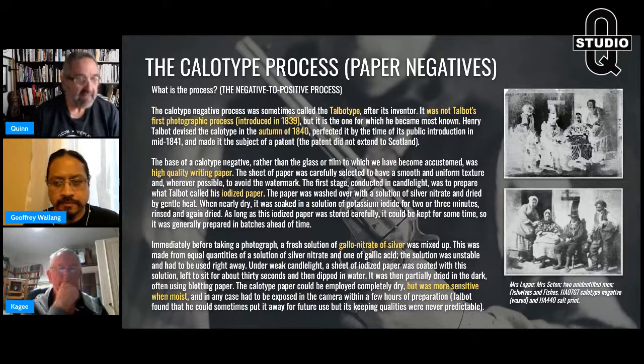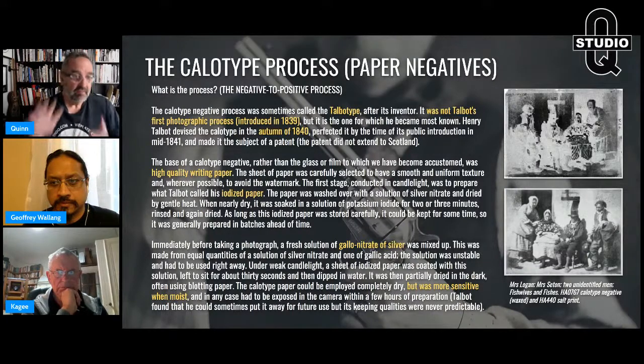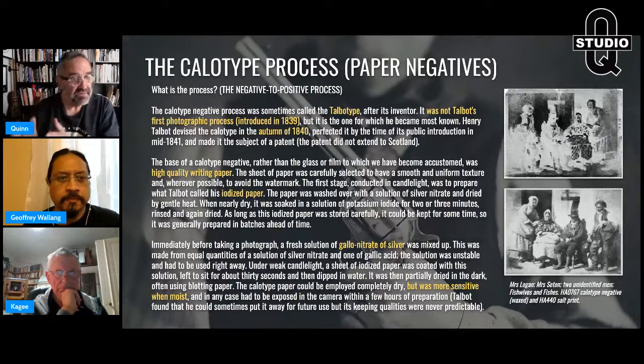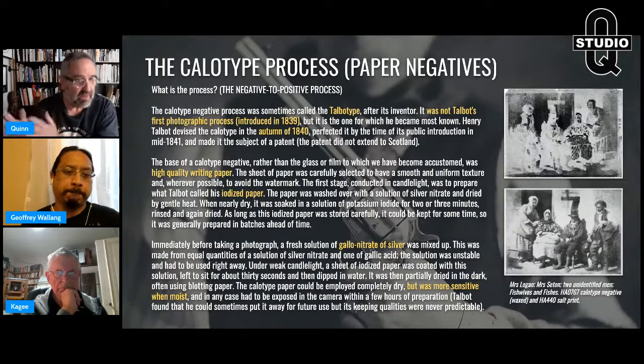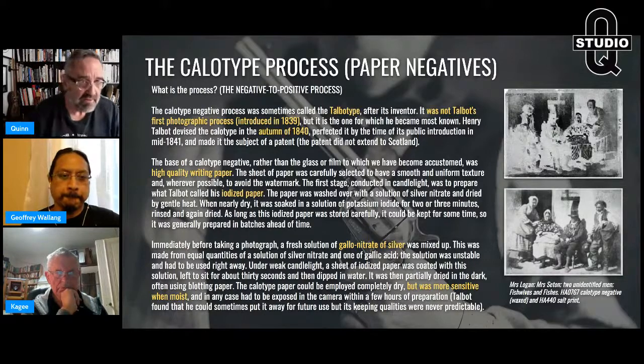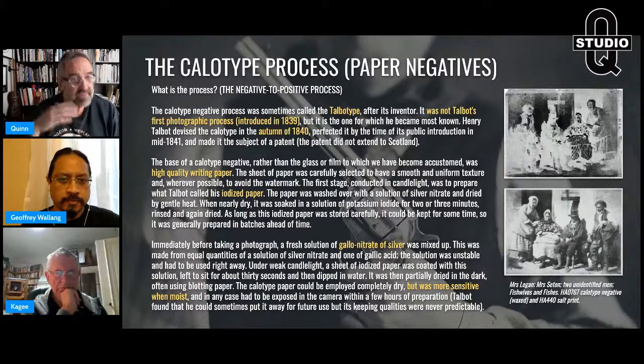You'll hear that occasionally after its inventor. It was not Talbot's first photographic process, introduced in 1839. Remember, he did the photogenic drawings, right? Those are very different than this. And then there's even a clarification on what, we'll try to break that down for you a little bit. It gets a little complicated about what's a paper negative versus a calotype versus a photogenic drawing, et cetera, et cetera. You can go do your own research on this, and I advise you to if you're interested in this, but it's quite a history here, and it's really important.